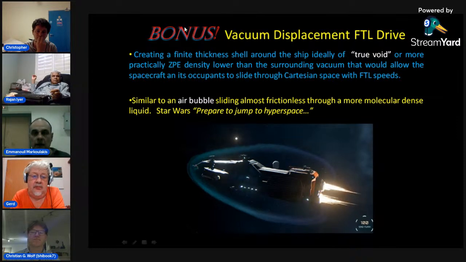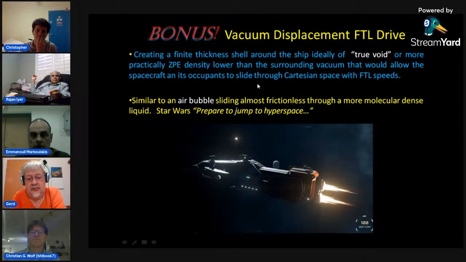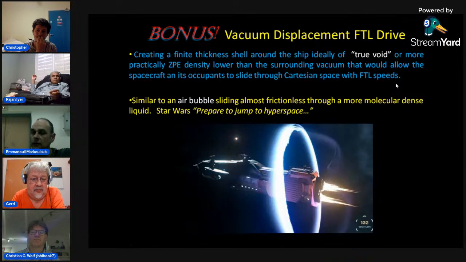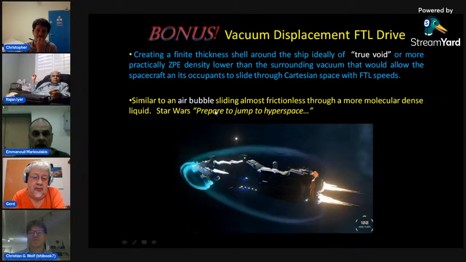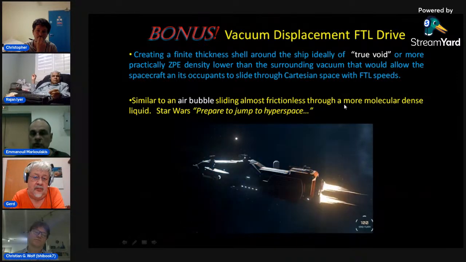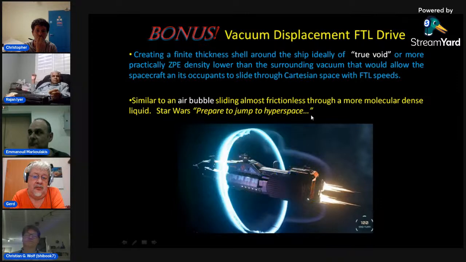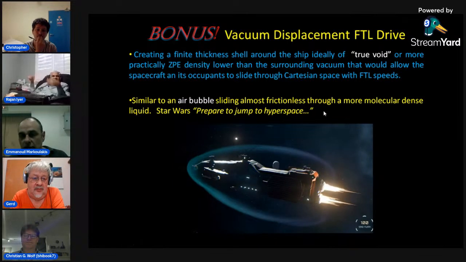And that will allow the spacecraft and its occupants to slide through Cartesian space at FTL speeds. If you get rid of the vacuum which is hindering you from reaching FTL speed, you can slide like an air bubble, sliding almost frictionless through a more molecularly dense liquid. So yes, Star Wars, prepare to jump to hyperspace. Why not? Just a few more words about how this will work.